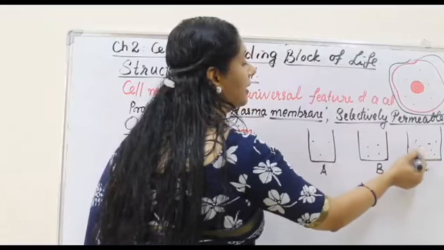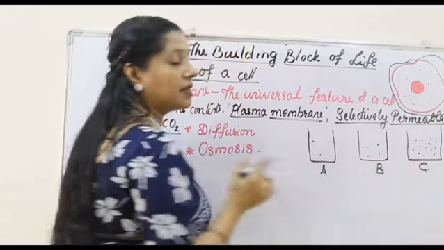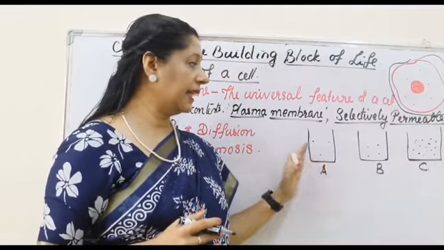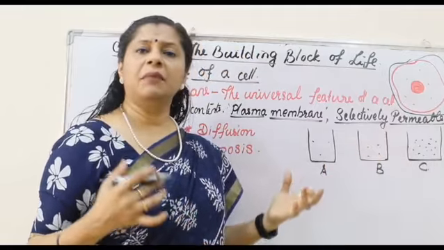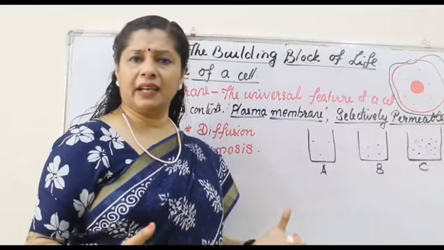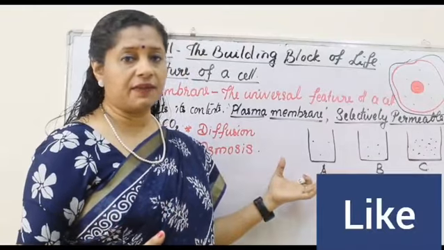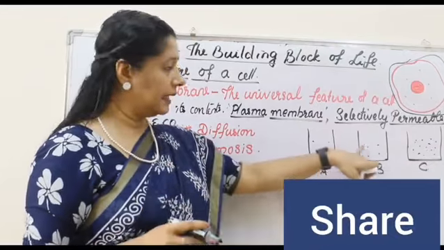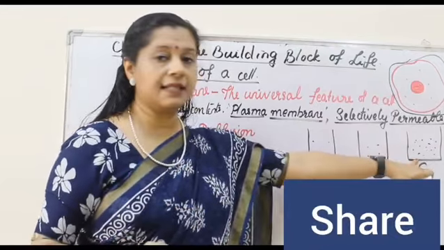Okay, A, B and C. What I am drawing as dots are the solutes. So this solvent is water. In that I have added solutes. Solute can be salt or sugar or any kind of molecules. We can call it as solute here. So in this it is very less, in this it is moderate, and in this it is very high.